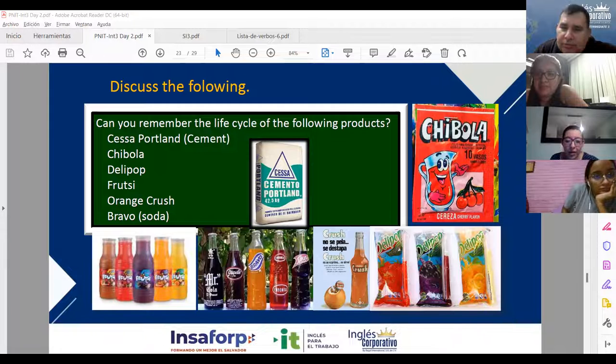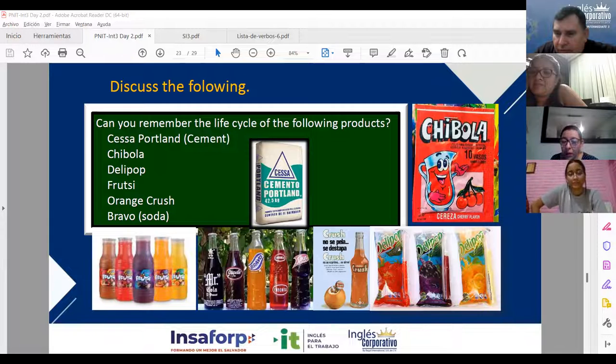Because the brand not... Evolution? Evolve. They didn't evolve. Or they didn't improve the brand. Is it possible they didn't work in a market plan? Yes. They didn't work in the market plan. Maybe they invest about the marketing of this kind of product.